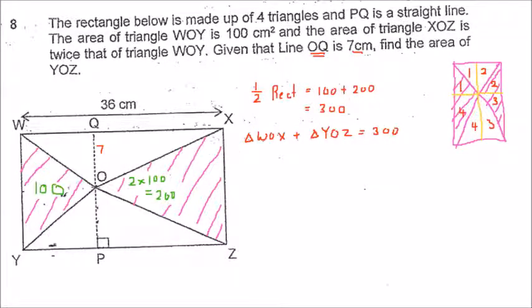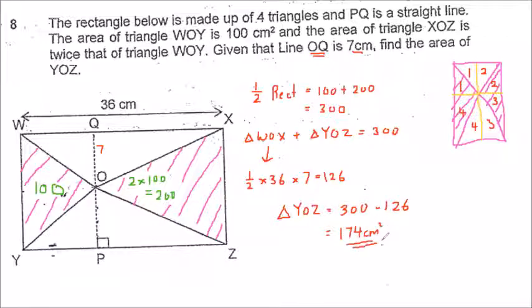That means we have the base and the height of triangle WOX. So this area down here, we can find: it will be half times 36 times 7, so we have 126. So that means I can find the area of YOZ. If we take the total, which is 300, minus 126, I will have 174 square centimeter. Okay, so that's the answer.